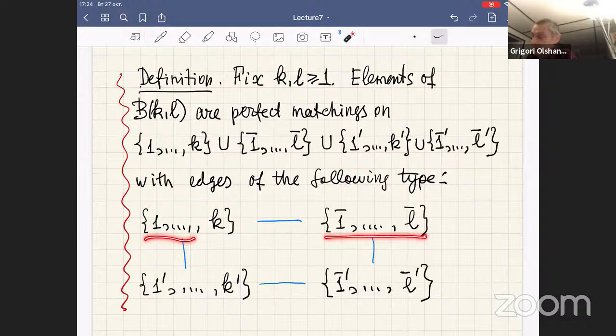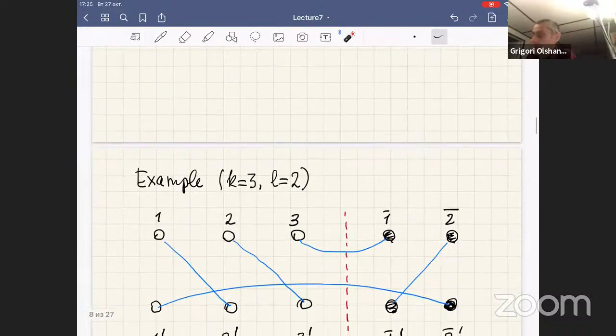The j indices will be here, and the i indices will be here, and the edges are of two types. If they are vertical, then they are between this set and this one, or between this and this one, and they also can be horizontal. In the symmetric group picture, there are no horizontal edges, but here they are allowed. So these are the possible horizontal edges. So this is some example.